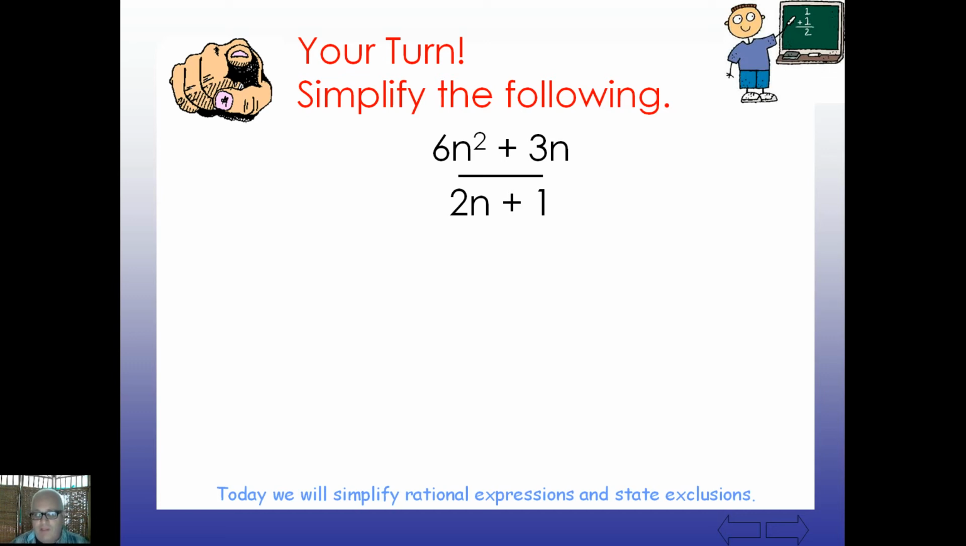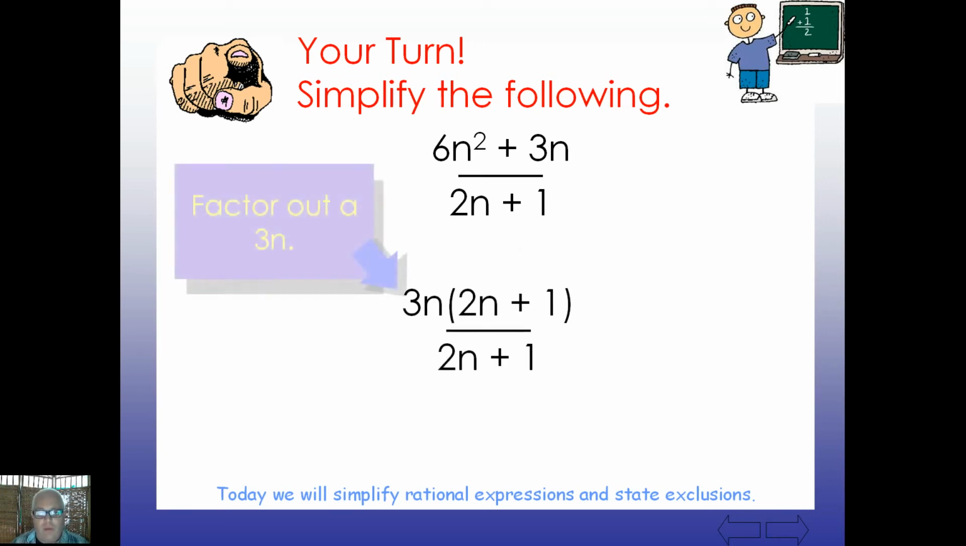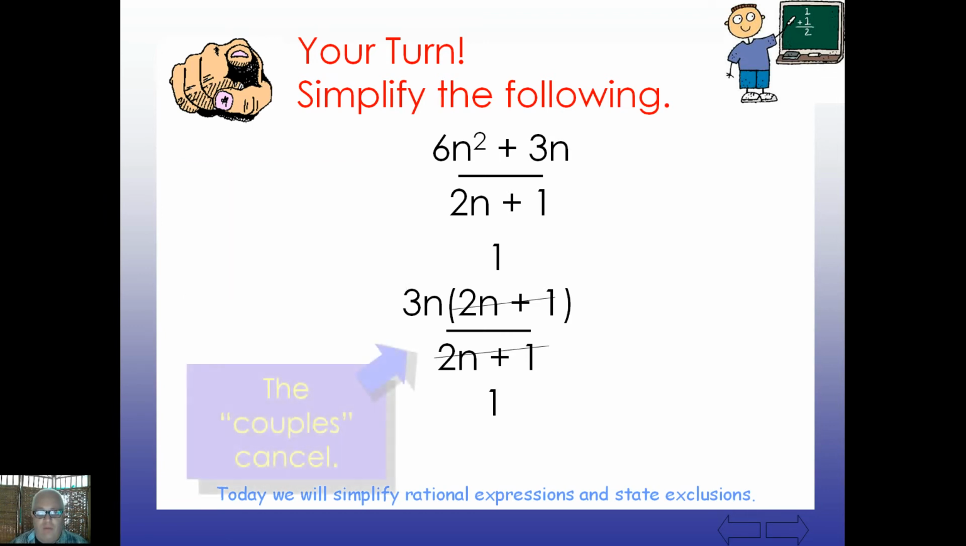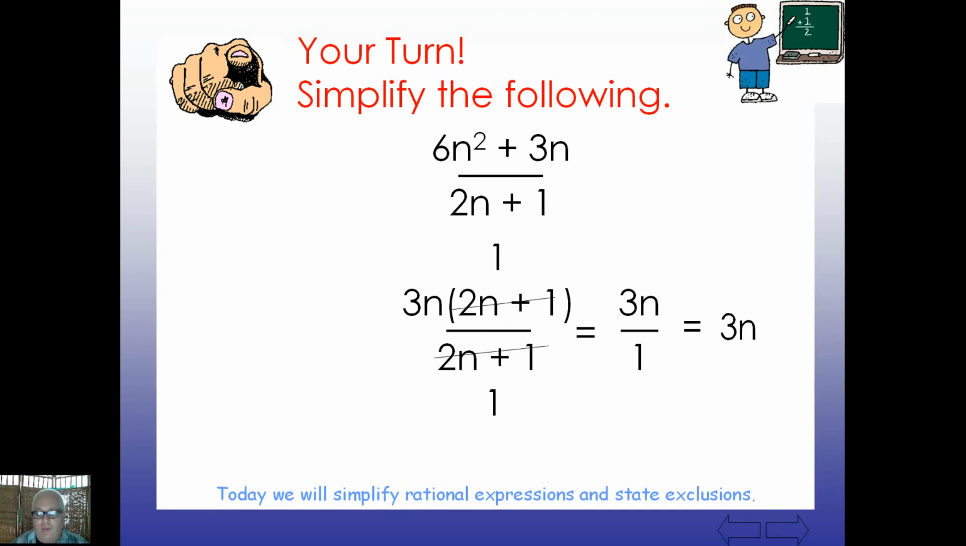All right then, let's assume you went ahead and practiced that real quick. So did you factor out a 3n? Well, if you factor a 3n out of both terms there, you'll notice that you have 2n plus 1 and a 2n plus 1 in the denominator. Of course, these both cancel out, don't they? So you're left with simply 3n. Okay, well done. Hope you got 3n.